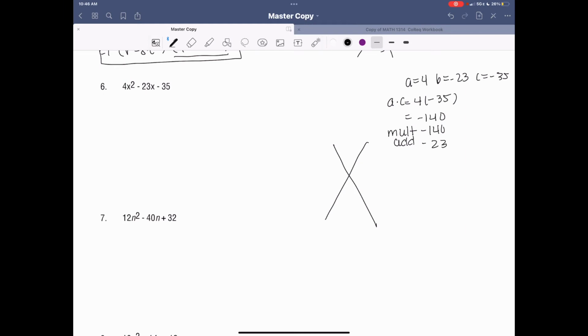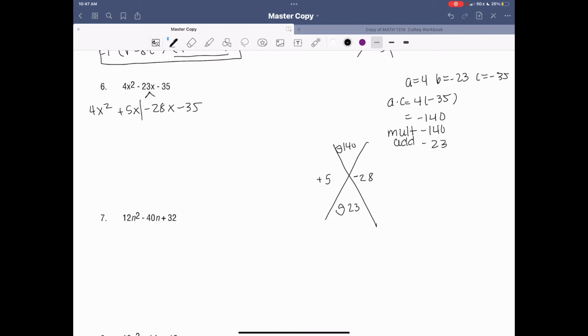I have multiplied to give me negative 140, add to give me negative 23. So the factors that I'm thinking of are going to be 5 and 28. If this is negative and this is negative, then the larger number will also be negative. So that means the 5 will be positive. So we're going to expand the center term. So I'm going to say 4x squared plus 5x minus 28x minus 35.